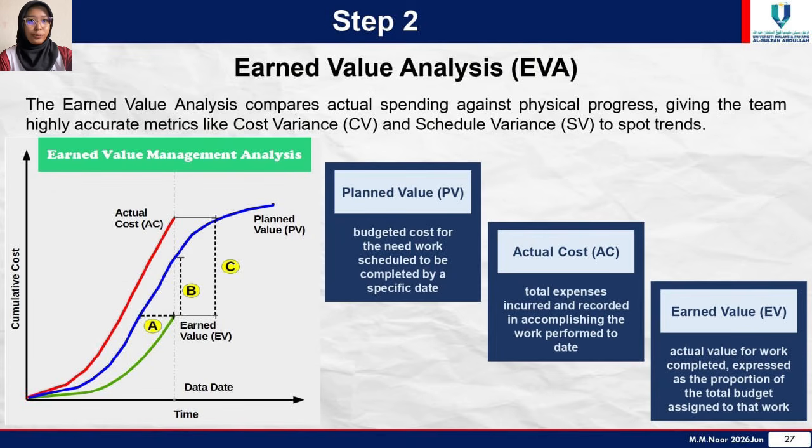Step 2, earned value analysis, EVA. EVA compares actual spending against physical progress. It gives the team highly accurate metrics like cost variance and schedule variance to spot the trend of the project. Planned value is the budgeted cost for the scheduled work. Actual cost is the total expense recorded to accomplish the work. And the earned value is the value of the work completed.